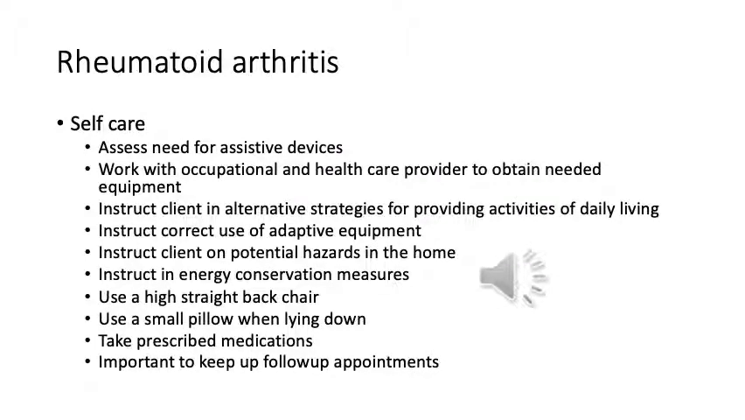The expected outcome for an RA patient is to be independently able to perform their activities of daily living. Assess the need for assistive devices, work with occupational therapy and the healthcare provider, and instruct the client in alternative strategies to provide activities of daily living. Instruct in energy conservation measures, and instruct your patient to take frequent breaks.